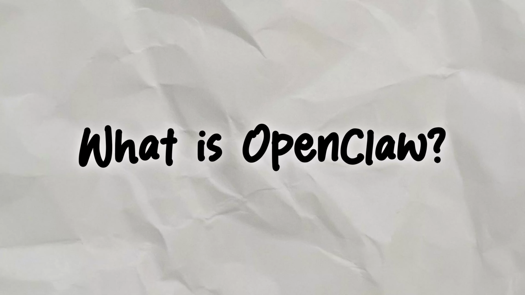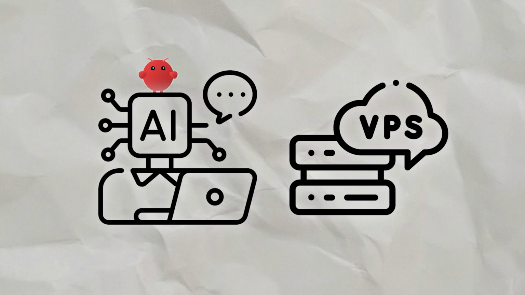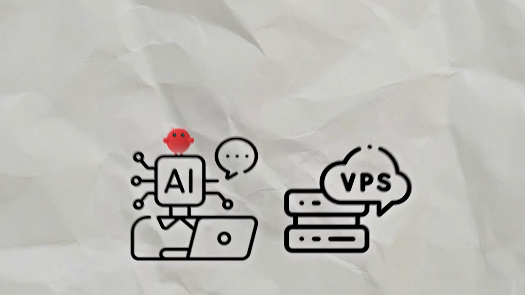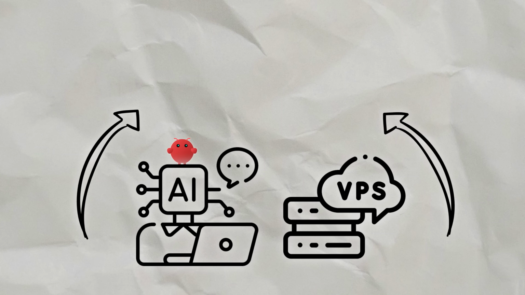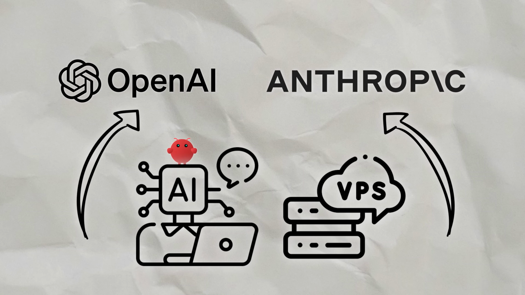What even is OpenClaw? OpenClaw is a self-hosted AI assistant you run on your own machine or VPS. And to actually power it, you connect it to an AI model like OpenAI or Anthropic using API keys. Now that sounds great, but let me show you what it actually looks like in real life. In most cases, the pattern is always the same.